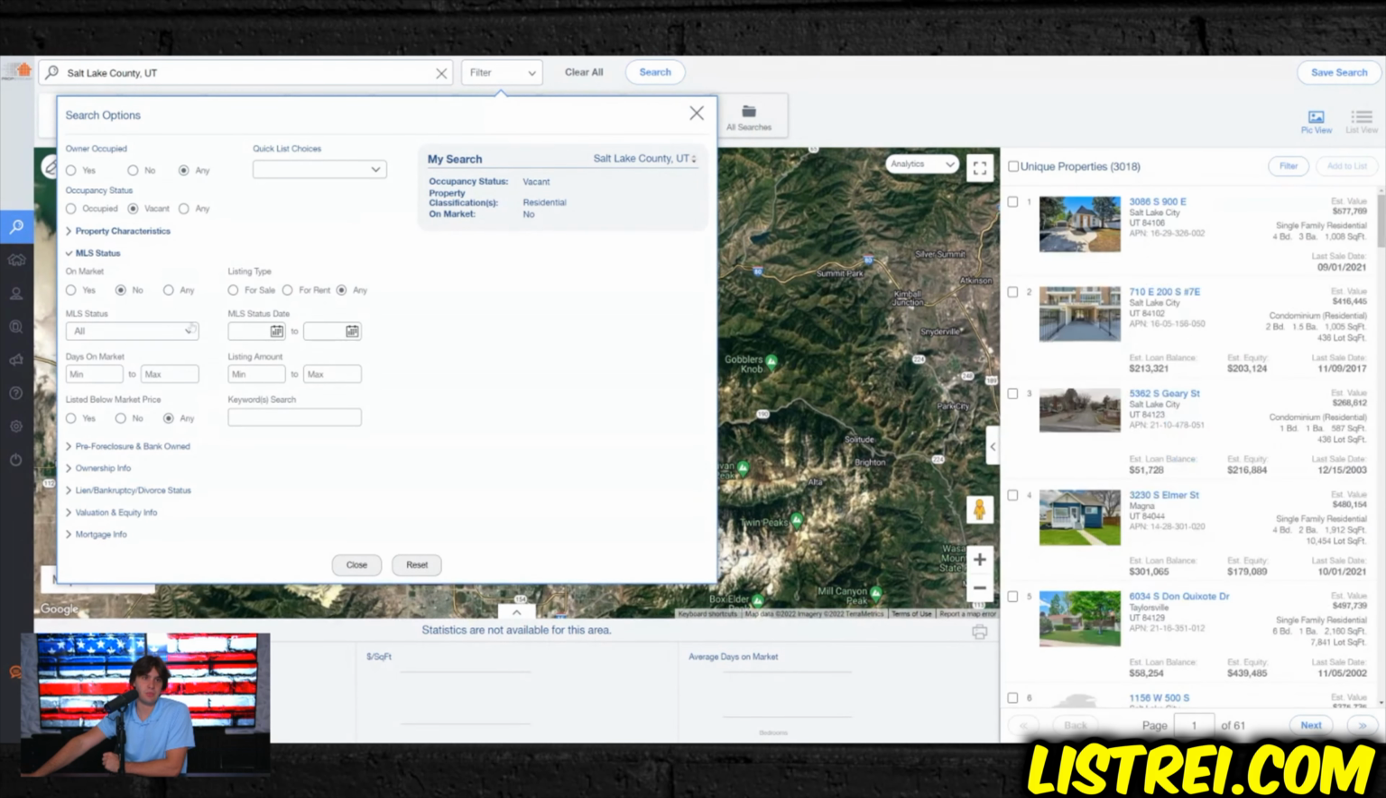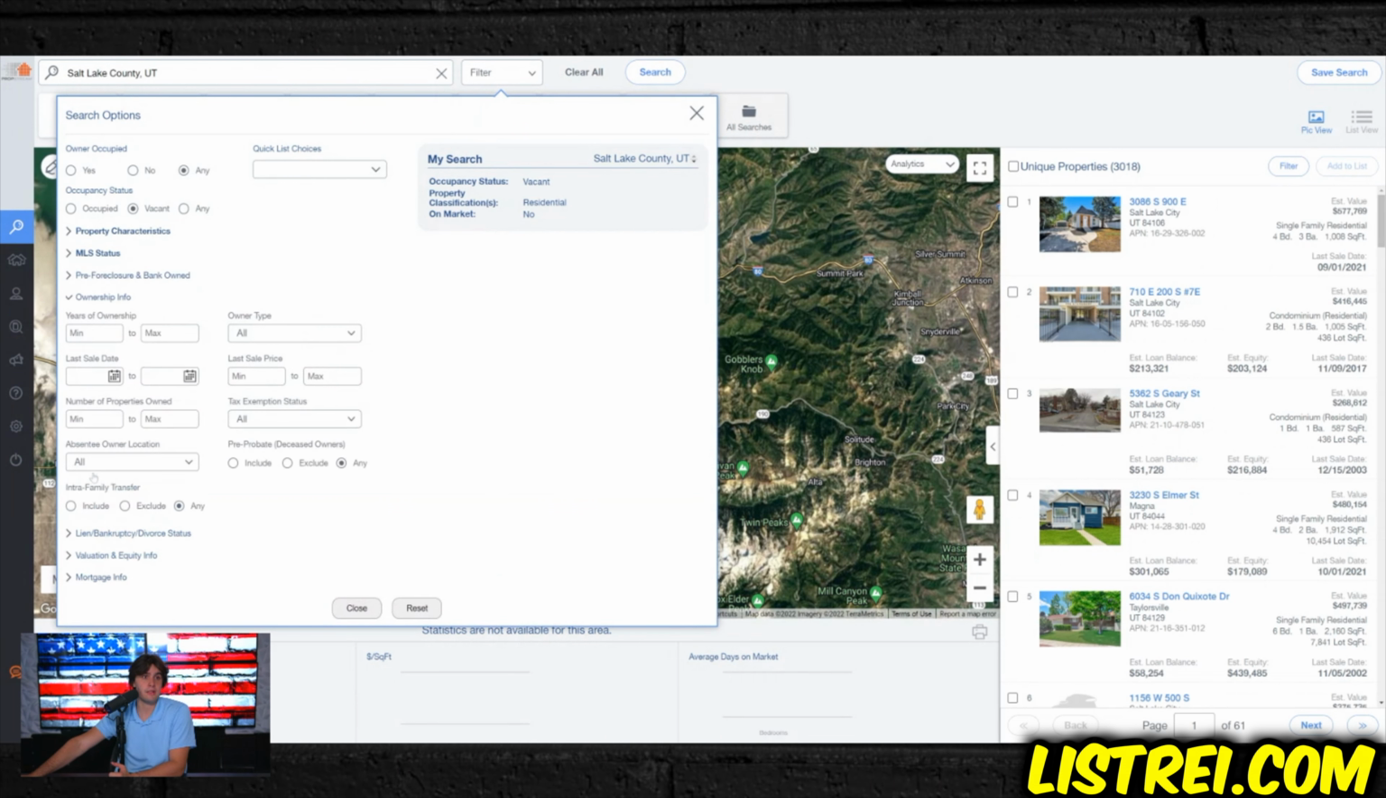About 50 of those houses were already on the market, listed for sale. So perfect, I don't want to deal with any of those, so we skip that. Now, the next part here is skip pre-foreclosures. We want to deal with that right now. We're going to go to ownership information, which gives us some information on this.